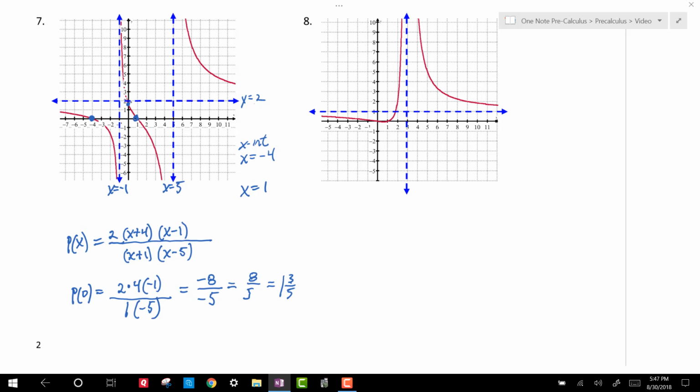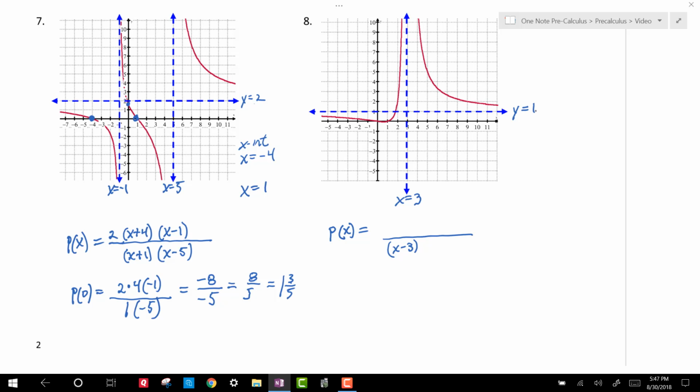Last one here, number 8. Here we go. Vertical, x equals 3. Horizontal, y equals 1. So that implies that the degree of the numerator and denominator right away are going to be equal. P of x equals, all right, so the denominator has to have an x minus 3. Right? My numerator is going to be 1, which means I need to have the same number of x's on the top and the bottom with no lead coefficients here.